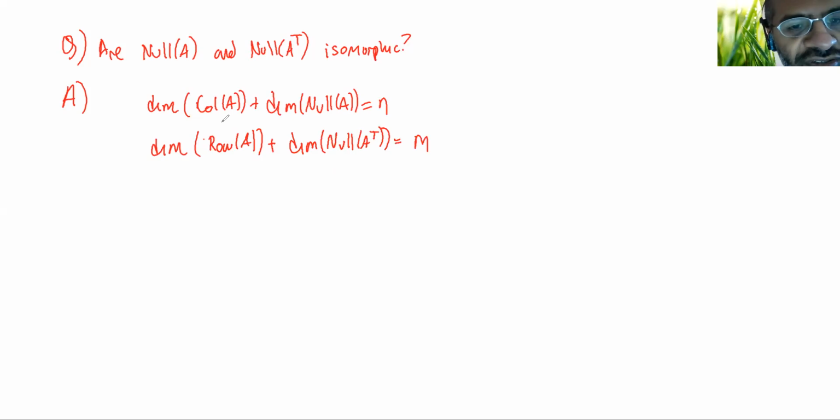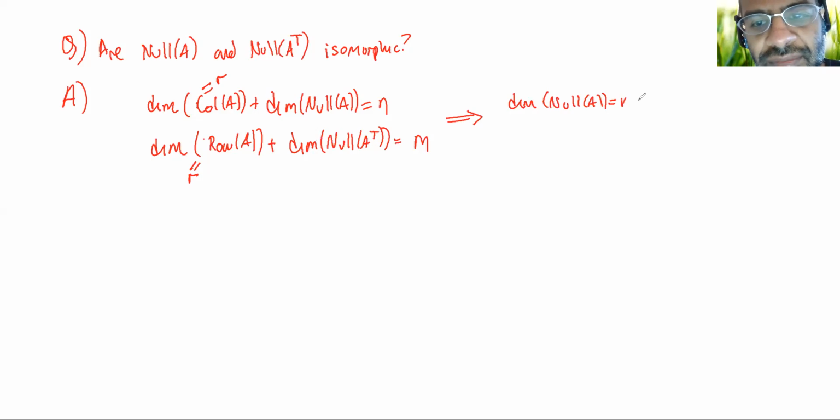Now, the dimension of the column space is equal to the dimension of the row space, right? So let's say this term is equal to r, and this is also equal to r, namely the rank of the matrix. Then this implies that the dimension of null of A is equal to n minus r, and the dimension of null of A transpose is equal to m minus r. And these are only equal if the matrix is square. Yeah, so your remark is correct. They are isomorphic if the matrix is square, otherwise no.